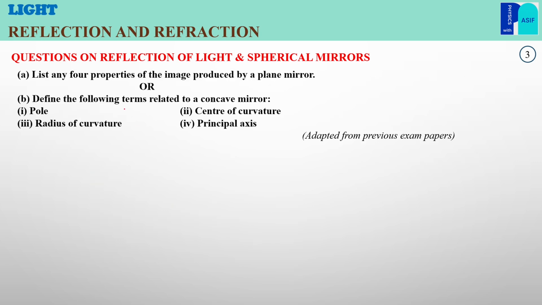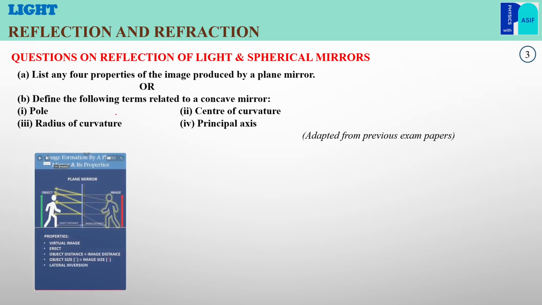Next question: list any four properties of the image produced by a plane mirror, or define the following terms related to a concave mirror: 1. pole, 2. center of curvature, 3. radius of curvature, 4. principal axis. For this type of question, I have made a short video. List any four properties of the image formed by a plane mirror. I have made a simple short video which shows the formation of the image by a plane mirror.